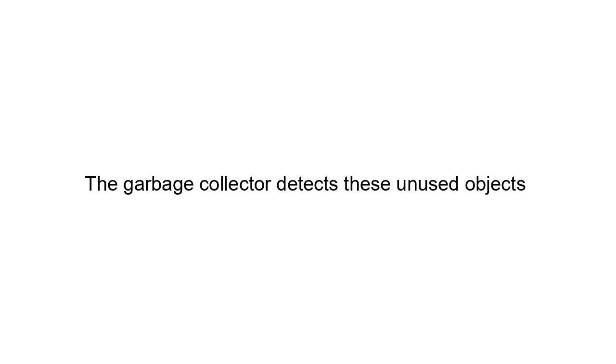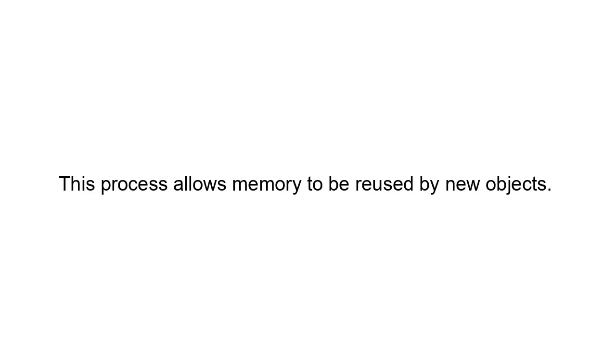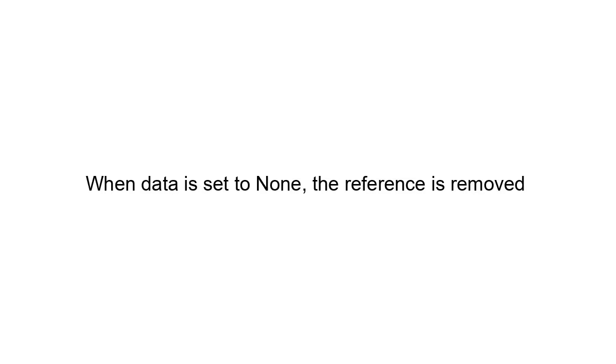Example in Python. data = [1, 2, 3]; data = None. Explanation. A list object is created in memory. The variable data references the list. When data is set to None, the reference is removed. The list object becomes unused. The garbage collector can remove it from memory.